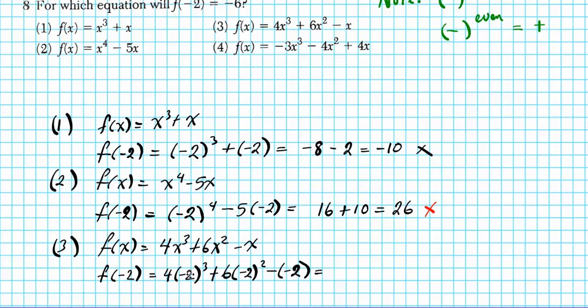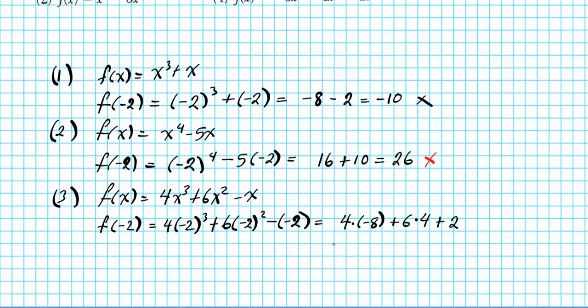Negative 2 to the third is negative 8. So we have 4 times negative 8. And then negative 2 squared is positive 4. So we have plus 6 times 4, positive. And then minus times minus is plus 2. Okay? Alright, let's finish this off.